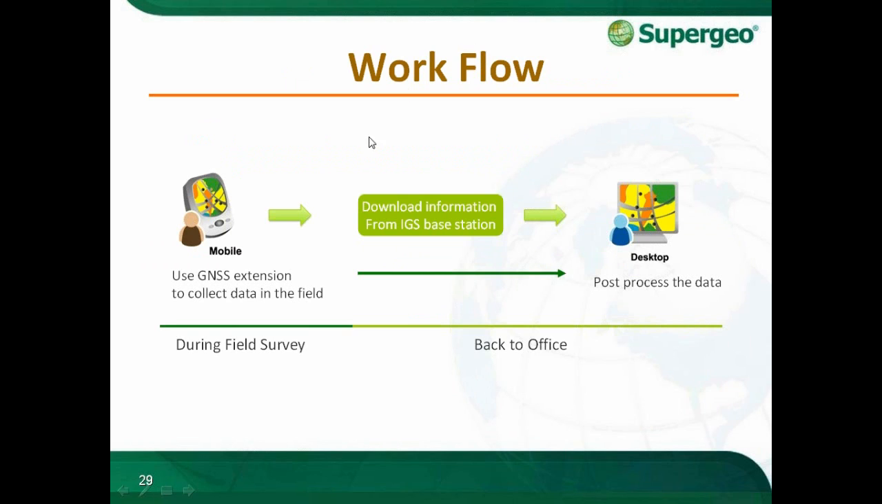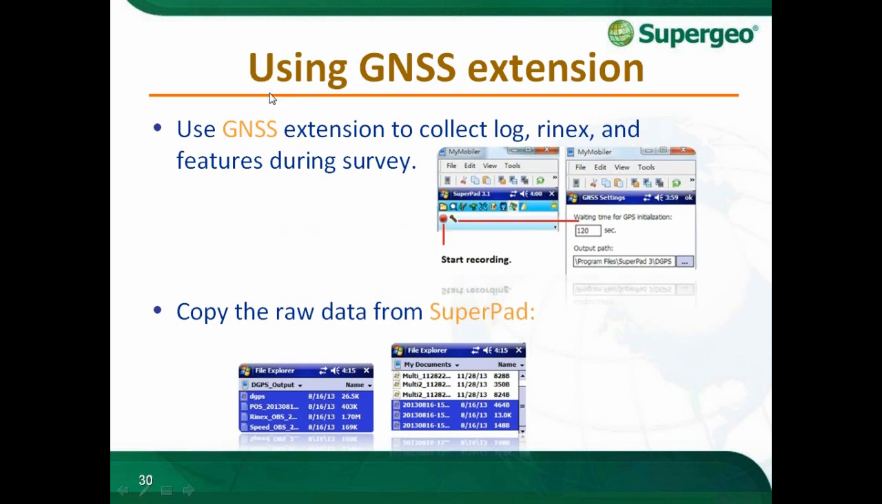In this section, we are going to use the GNSS extension in the Superpan to collect data during the field survey. After we are back in the office, we can use the collected data and the information from the IGS base station website to post-process the data and increase the data accuracy. In the Superpan, we have to enable the GNSS extension to collect the data, including log data, Rangefinder data, and also the feature data. This is the interface of the Superpan GNSS. We have 2 functions here: one is for the settings, one is for the recording.